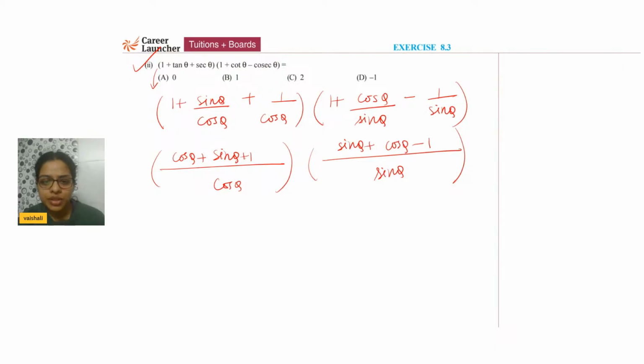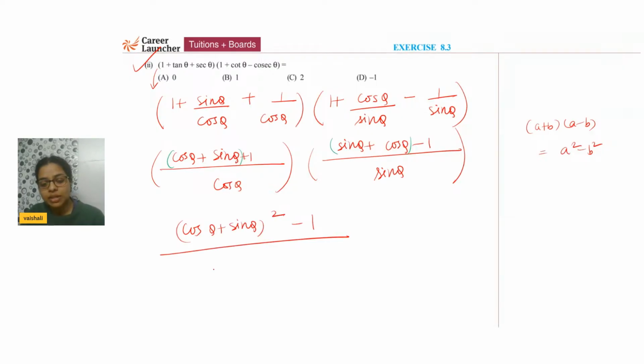Now if you observe, I can apply one formula, which is (a plus b)(a minus b), which is what? A square minus b square. Now you must be wondering which two values to assume as a and b. A is basically cos theta plus sine theta, so this is your a and your b will be 1. So after applying the formula, what is it? A square minus b square divided by sine theta and cos theta.